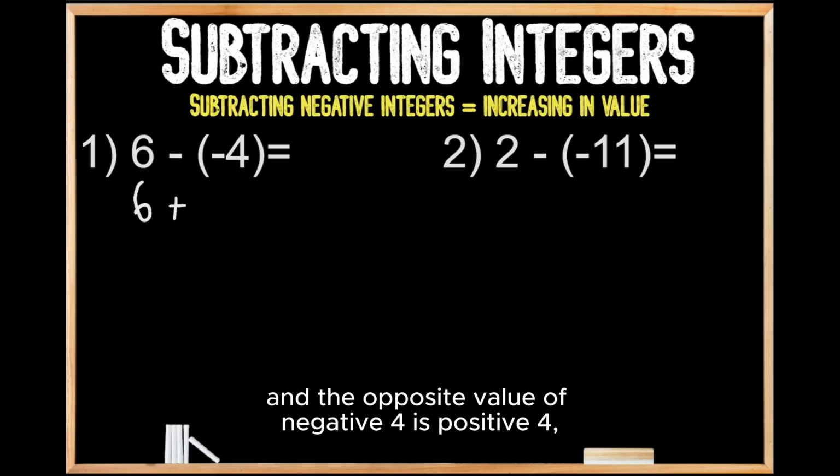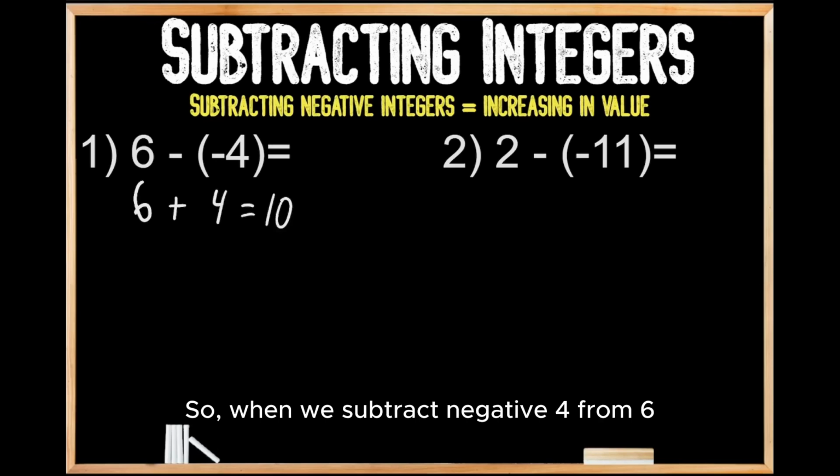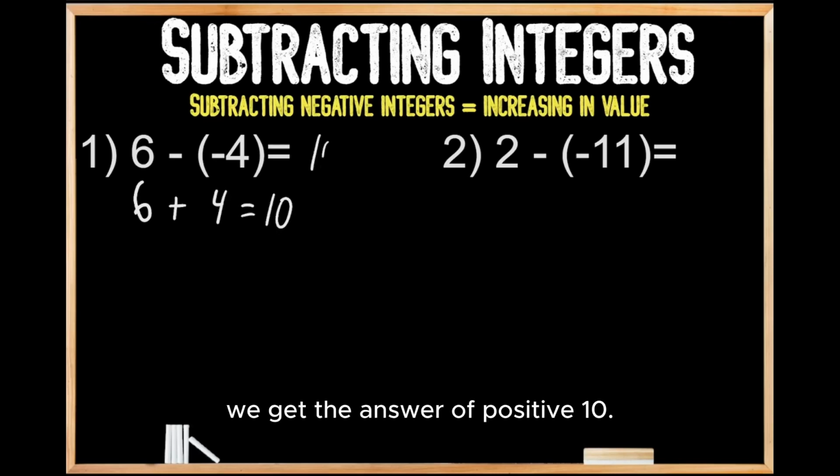And the opposite value of negative 4 is positive 4. And when we add 6 plus 4, we get 10. So when we subtract negative 4 from 6, we get the answer of positive 10.